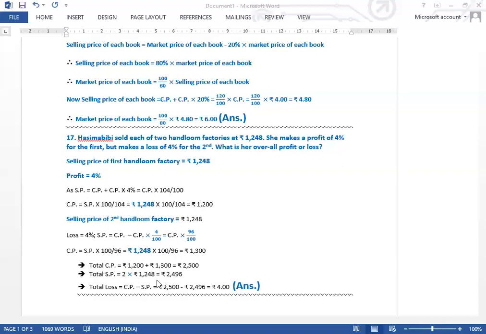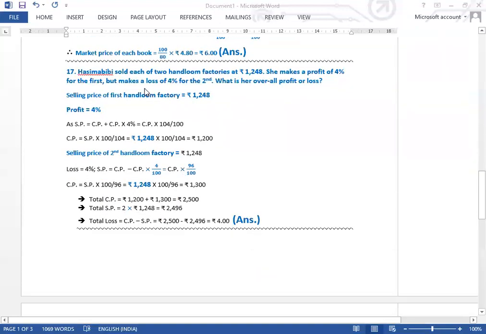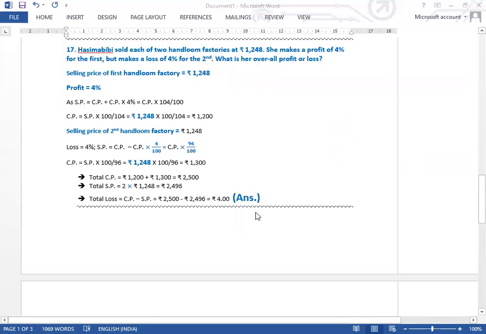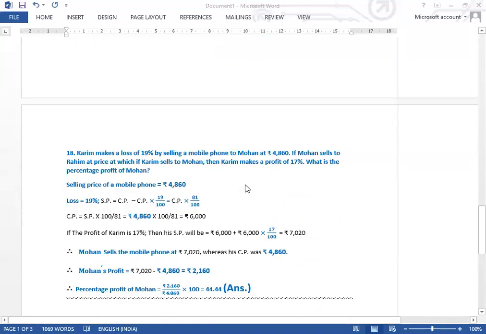So what is the total loss? Total loss will be CP minus SP. That is rupees 4. That is the answer, because here they don't want the percentage profit. They only want what is her overall profit or loss. So loss will be 4 rupees.